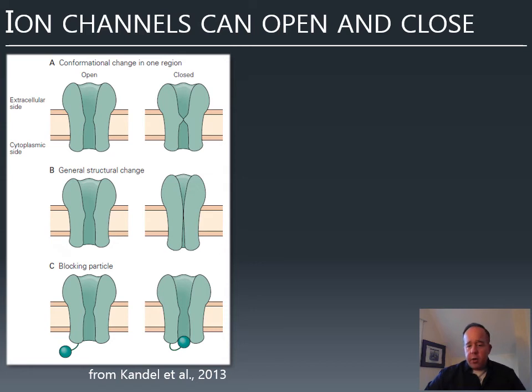You can also have an actual particle, the bottom part of this diagram. We sort of have a ball and chain. So that ball can go and plug the end of that channel, so now it's closed. So those are just three ways that a channel can close.